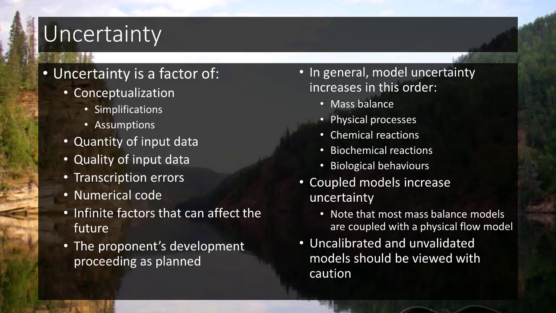So you often get an order of magnitude type uncertainty around these predictions, particularly if you're working in an area where concentrations are very low, and you might even have things at the detection limit.